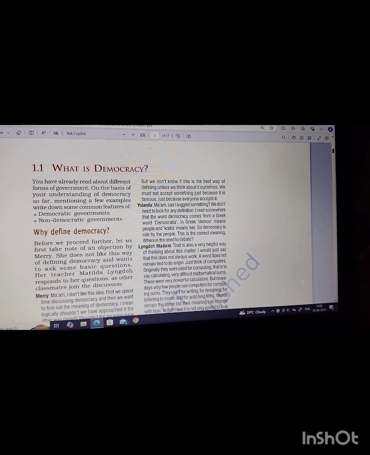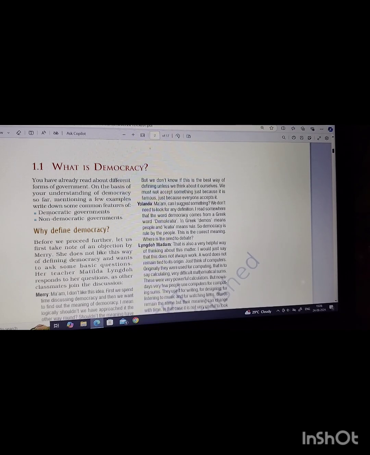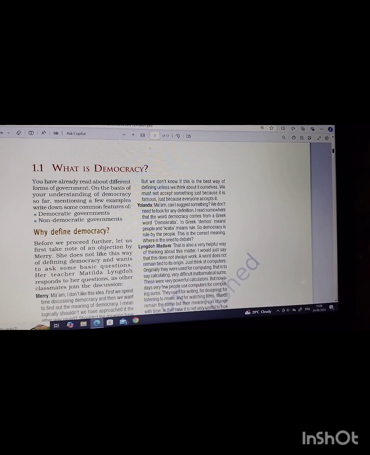You have already read about different forms of government. On the basis of your understanding of democracy, mention a few examples and write down some common features of democratic and non-democratic governments. You can do it on your own. If you want to distinguish between democratic and non-democratic governments, then you must write the different features of both of them and compare them with each other. I will share this difference with you, the differences between the features.